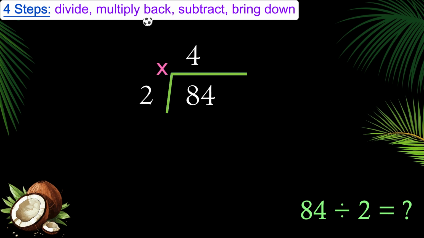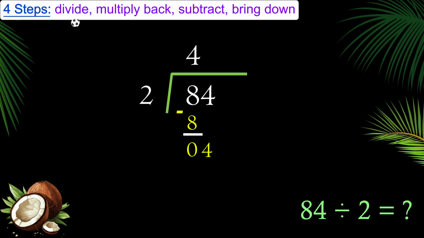Multiply back. 2 times 4 equals 8. Write 8 below the 8. Subtract. 8 minus 8 equals 0. Bring down the next number. It's 4. Do the same with the 4.